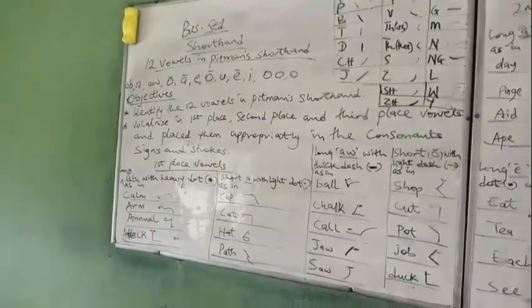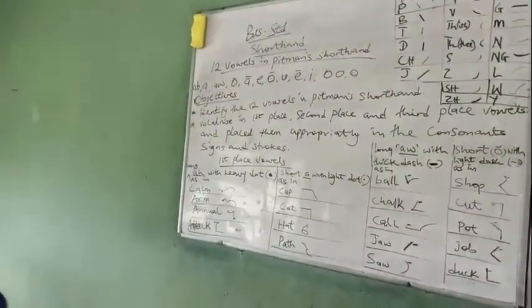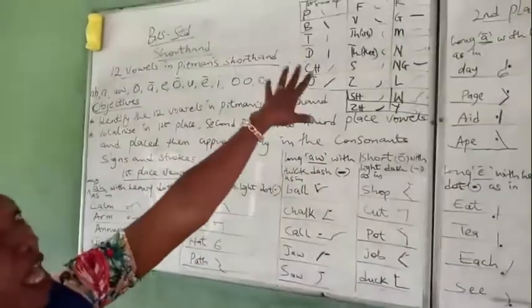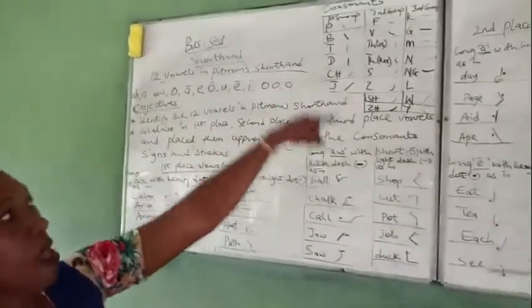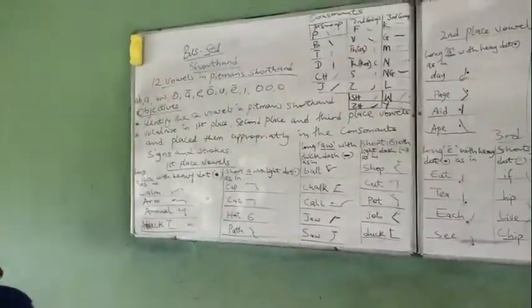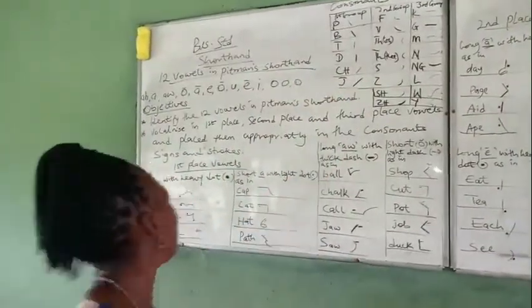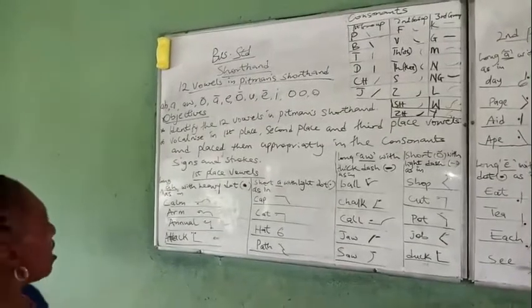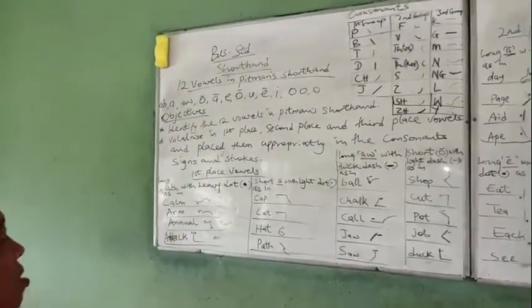You remember in the last lesson, I told you that shorthand is written in consonants. The three groups of consonants, first group, second group, and third group. That is what we discussed last time, and this is the main language of shorthand. So when you write these strokes, you will now vocalize using the first place vowel, second place vowel, and third place vowels.